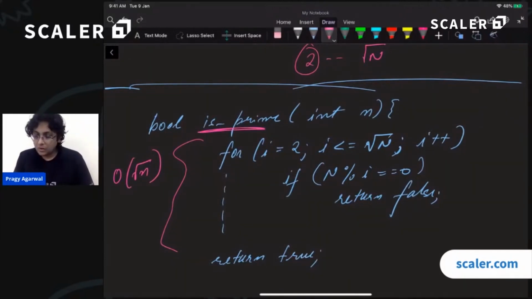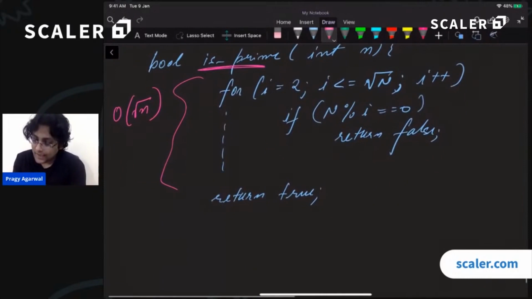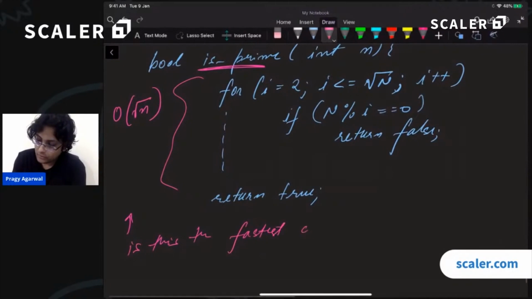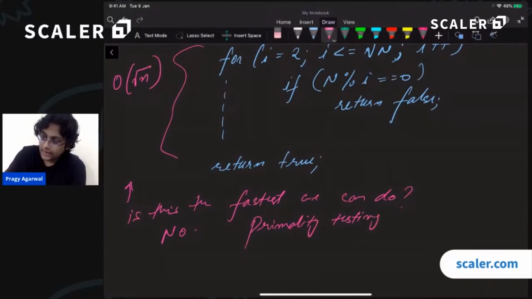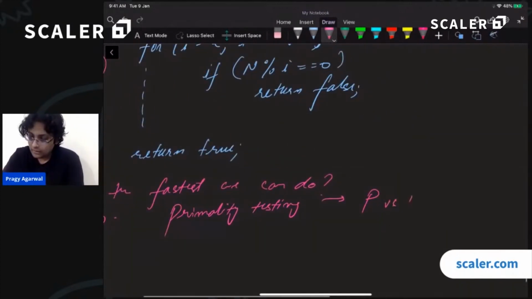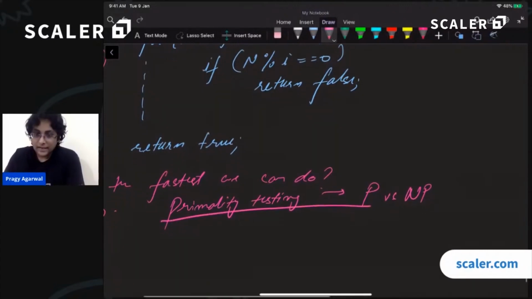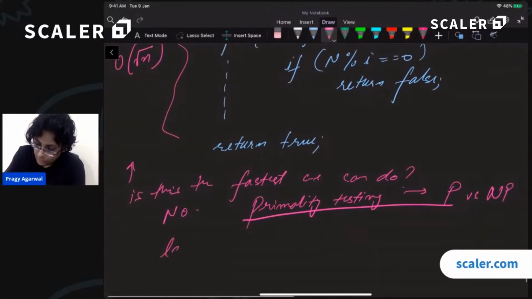Now, one question, we are not going to teach that today in the class, but one very common question is, is this the fastest we can do? And the answer is no. In fact, primality testing is in P. P stands for polynomial time algorithms. I'm not sure if you have heard of P versus NP, but primality testing is in P. That means that we can check for primality in polynomial time, in order of log n time.